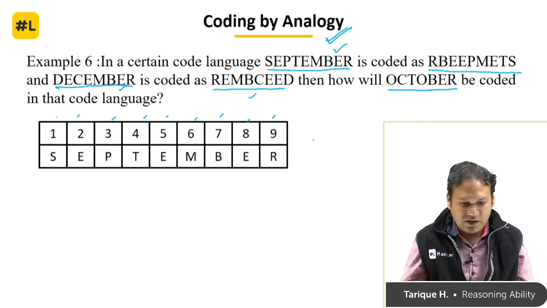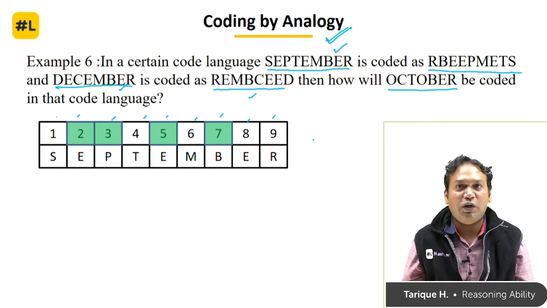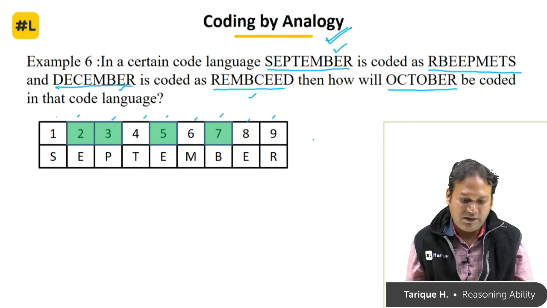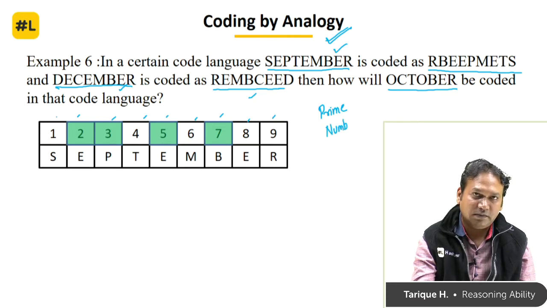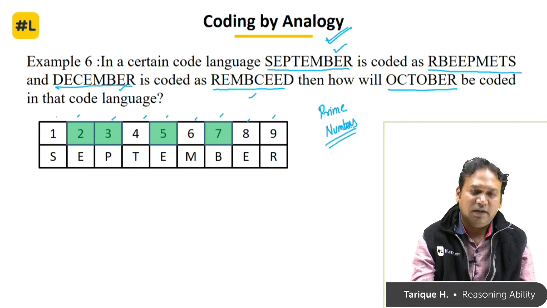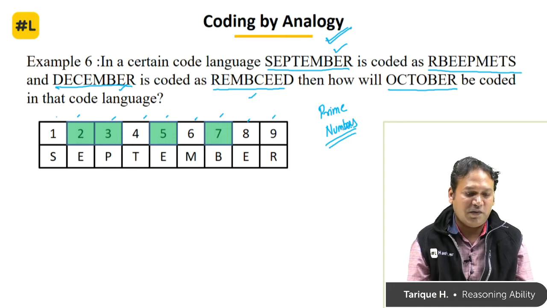Now you see what is happening, just observe carefully. So we have 2, we have 3, 5 and 7. What are 2, 3, 5, 7? Can anyone tell me quickly what are 2, 3, 5, 7? These are prime numbers, right. What type of numbers? Prime numbers. If you look at the first 10 numbers, 2, 3, 5, 7 are prime numbers. Clear? So I have used here prime numbers to code and create the code for this word September.